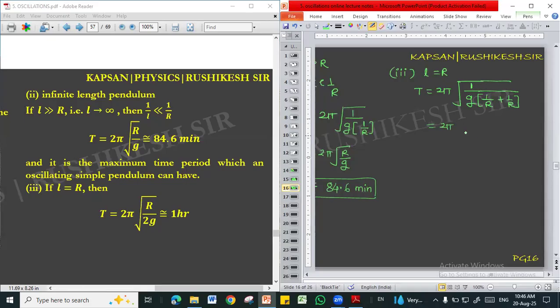So that will be 2 pi into root of R upon 2g. Now take this root 2, 1 by root 2 outside. So 1 by root 2 multiplied by 2 pi into root of R upon g. But you already know this answer. This is 84.6 minute. 1 by root 2 also known to you, 0.7. If you multiply this, you will get something around 60 minute, 59 point something. So 60 minute, 1 hour. Clear?